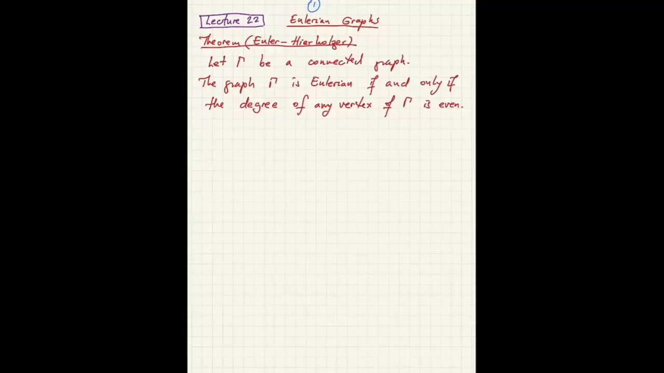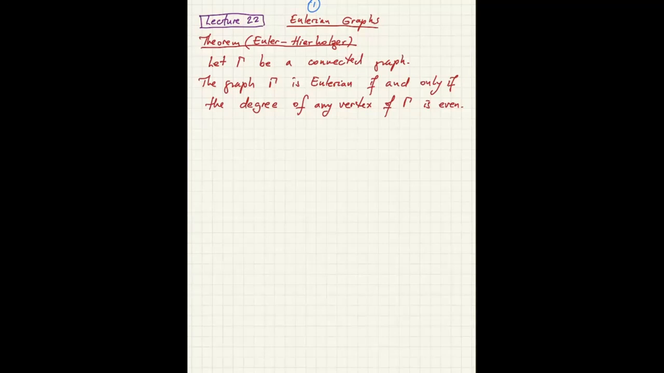Hi, welcome to our 22nd lecture of our graduate combinatorics course. So today we'll continue discussing a little bit about Eulerian graphs and some applications of this theorem of Euler and Hierholzer. And then we'll move on to talk about bipartite graphs. So let's start with Eulerian graphs.